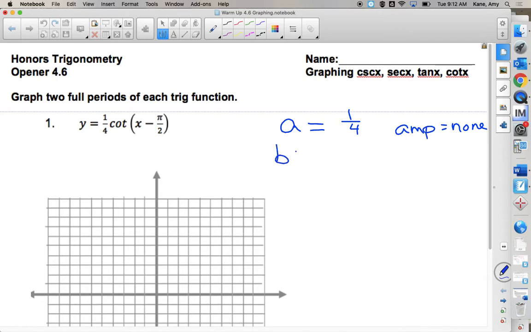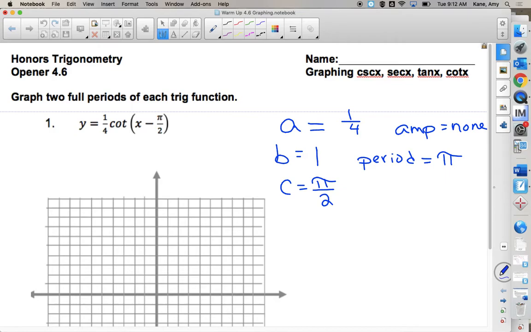What's B? 1. The number in front of x is B, and that's just a 1. That helps us find the period, which is the distance from an asymptote to another asymptote. With tangent and cotangent, the period is just pi instead of 2 pi. So here our period would be pi over 1, which is just pi. From one asymptote to the next, that distance should be pi.